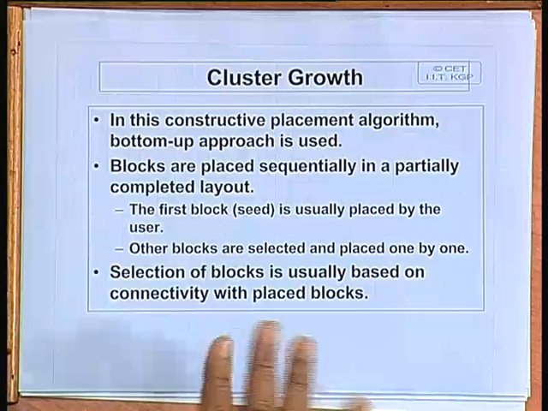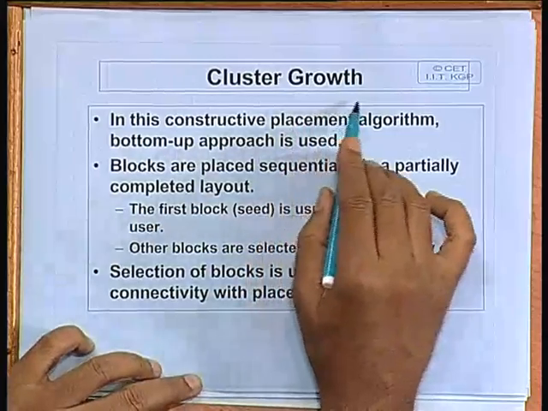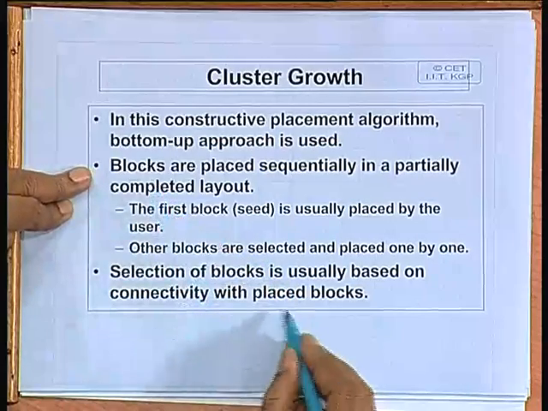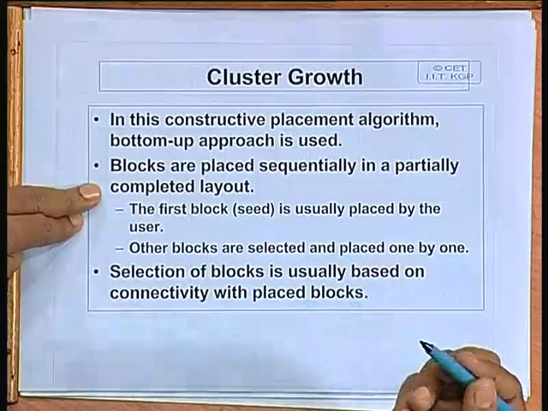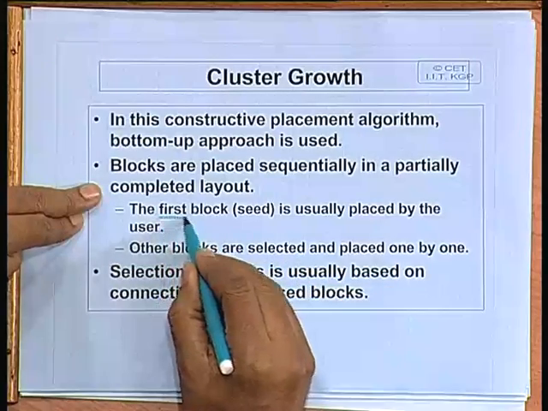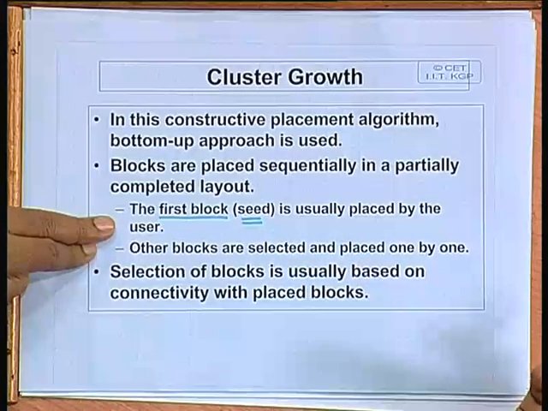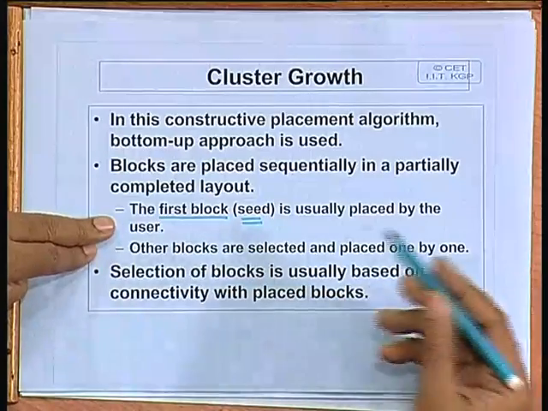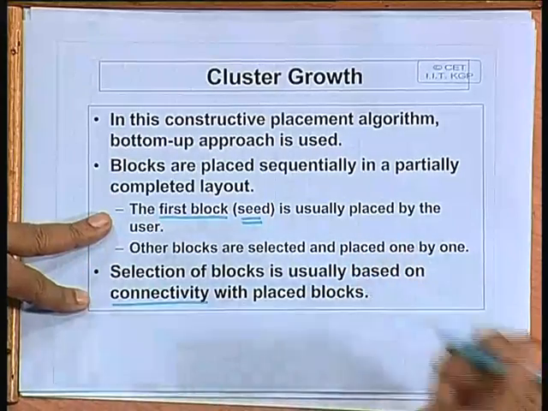Finally, a very simple algorithm which is used more as the initial point of iterative placement algorithm. This is called cluster growth. This is a very simple algorithm, where starting from an empty layout, you place the blocks sequentially based on certain criteria. The first block, which is called the seed, is usually placed or chosen by the user, and other blocks will be placed by the algorithm one by one, and the criteria of selecting the other blocks is usually based on connectivity with the already placed blocks.